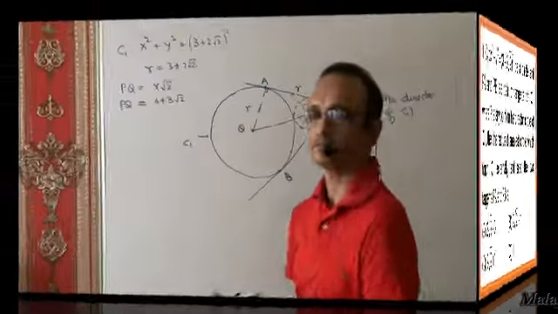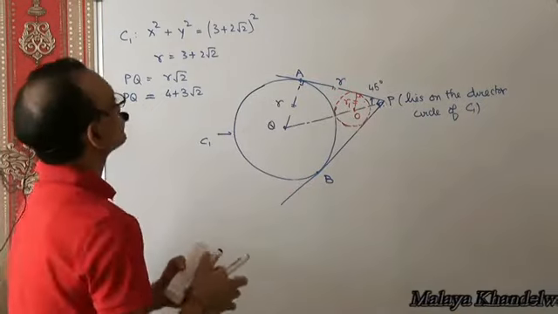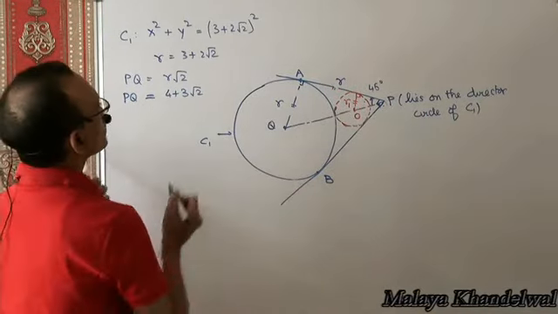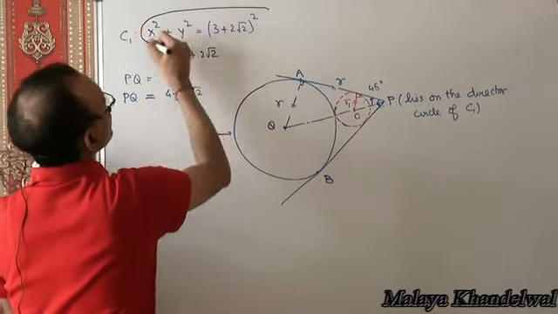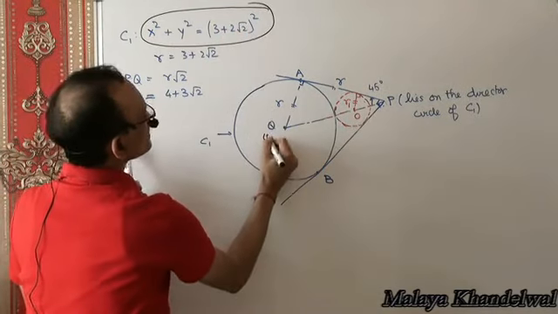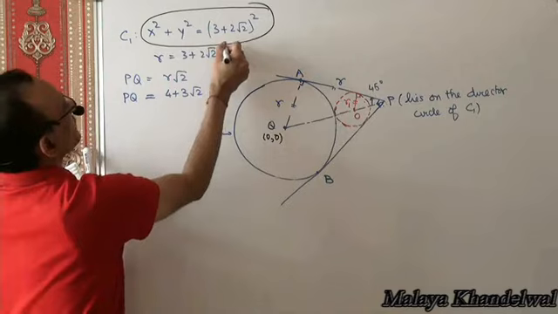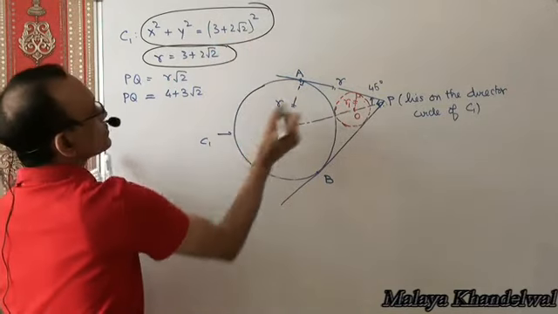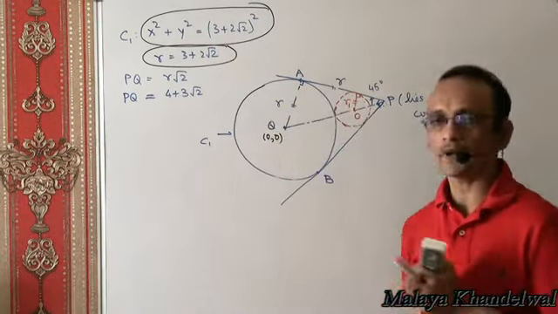Look at this problem. There is a circle given to us, x squared plus y squared equals (3 plus 2 root 2) whole squared. This obviously is a circle with center (0, 0), and the radius of the circle is 3 plus 2 root 2. This is this circle, right?